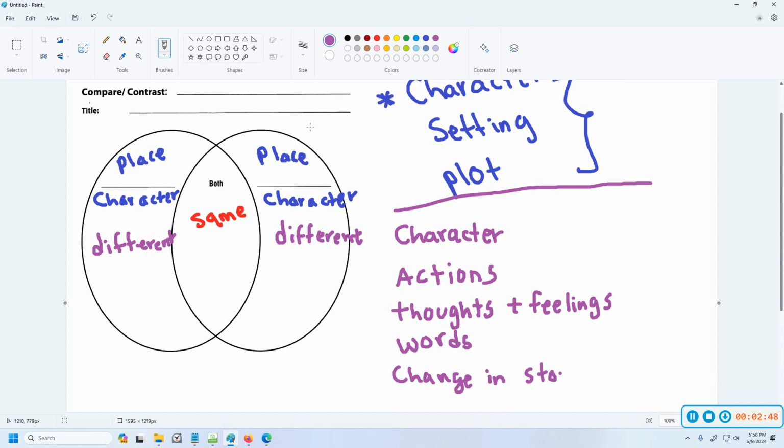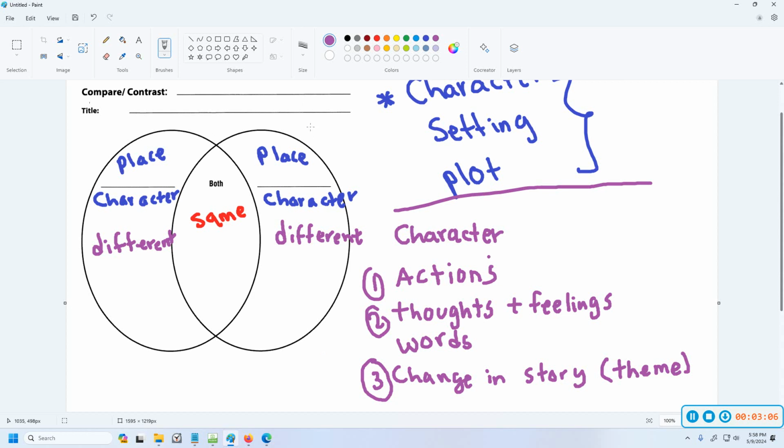Which is usually our theme, right? So the theme of a story is what did the character learn or how did they change? Okay, so 3 things: 1, actions; 2, thoughts, words, and feelings; and 3, how did the character change in the story?